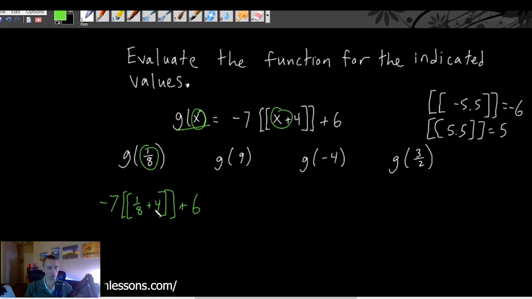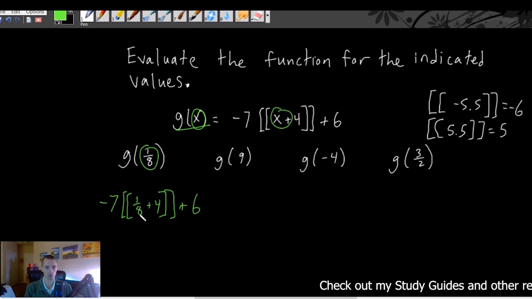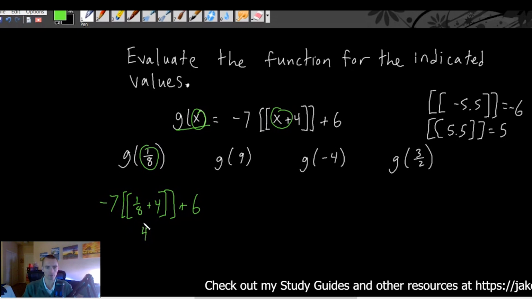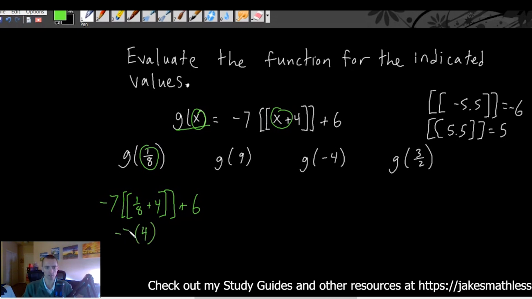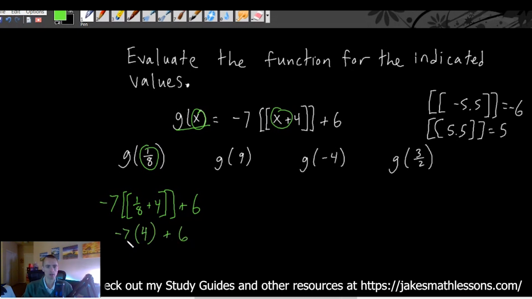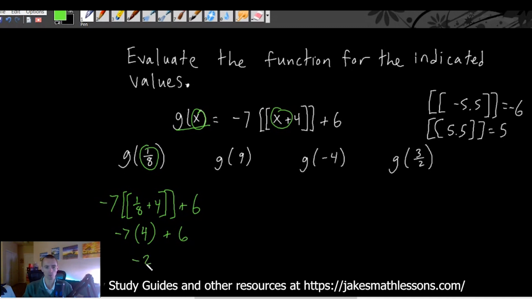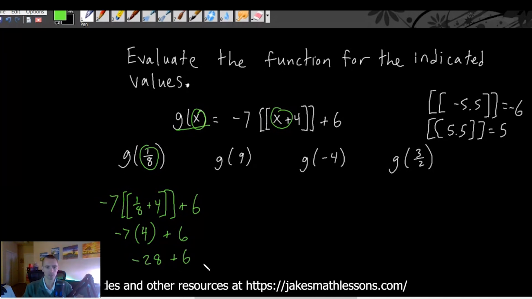So let's go ahead and think about how to actually evaluate this now. 1/8 plus 4 would be 4 and 1/8. Since we're taking the step of 4 and 1/8, that's just going to be 4. We're just going to take the whole number that is directly beneath 4 and 1/8. So essentially it just drops off the fraction part of it. So that would just be 4 times -7 plus 6. -7 times 4 would be -28, plus 6 would be -22.